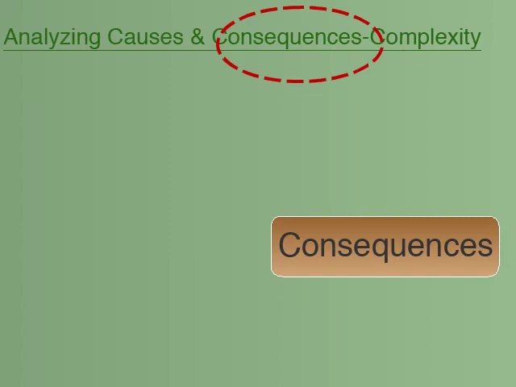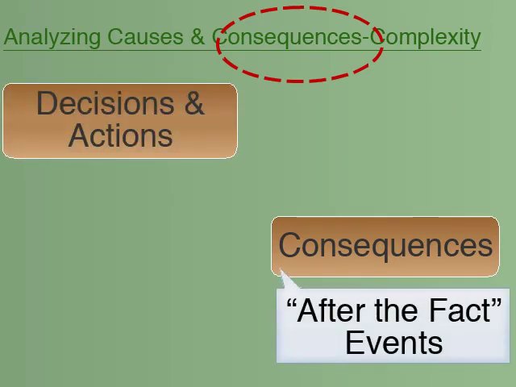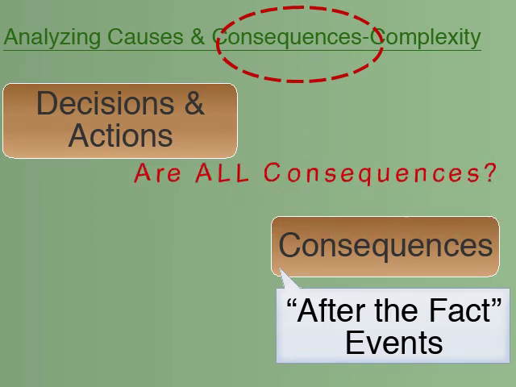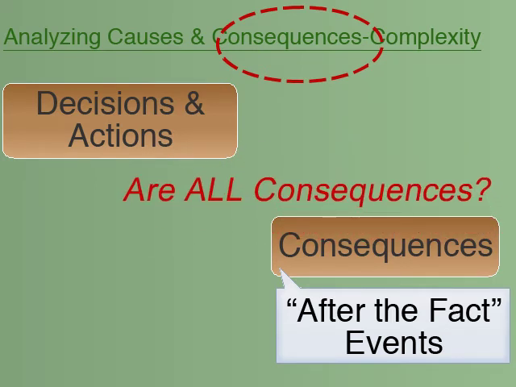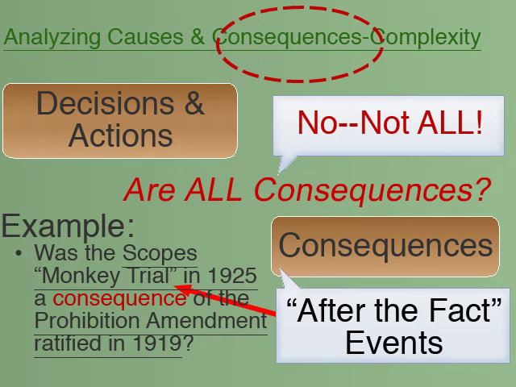Consequences are the result of decisions and actions. Therefore, consequences are after-the-fact events. So the parallel question is, are all after-the-fact events consequences? Consider this example. Was the Scopes monkey trial in 1925 a consequence of the Prohibition Amendment ratified in 1919? There is no relationship between these two events. Again, this is a straightforward example that illustrates not every event that comes after an action or decision is a consequence of that action or decision.